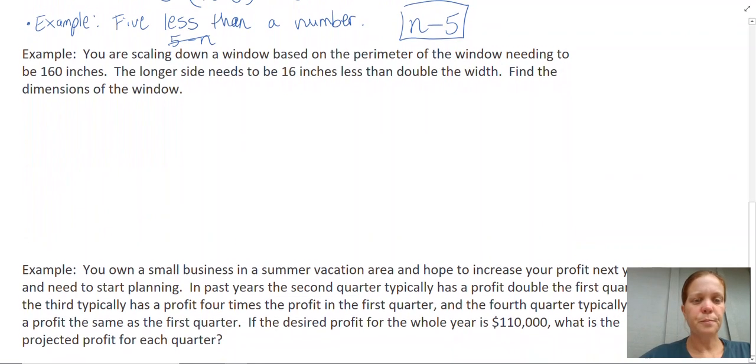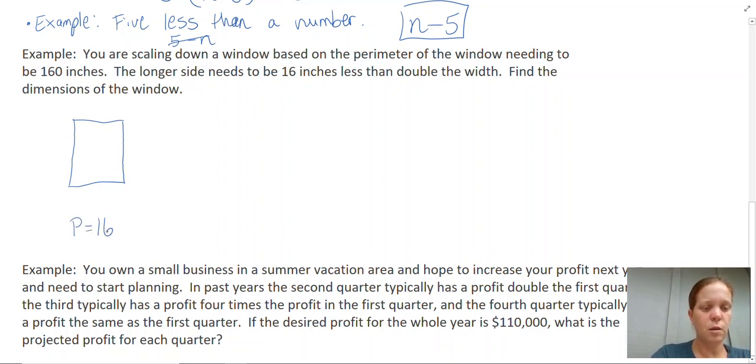So we'll use that. You're scaling down a window based on the perimeter of the window needing to be 160 inches. Okay, so right away, I'm talking about a window, I'm going to draw this. If it's something I can draw, kind of like a geometry type thing, I'm going to draw it out. So perimeter means add all the way around. So if all the sides need to be 160, I'm going to just put a little P equals 160, the total perimeter. The longer side needs to be 16 inches less than double the width. So right here, 16 inches less than double the width. 16 less than double, 2 times the width.